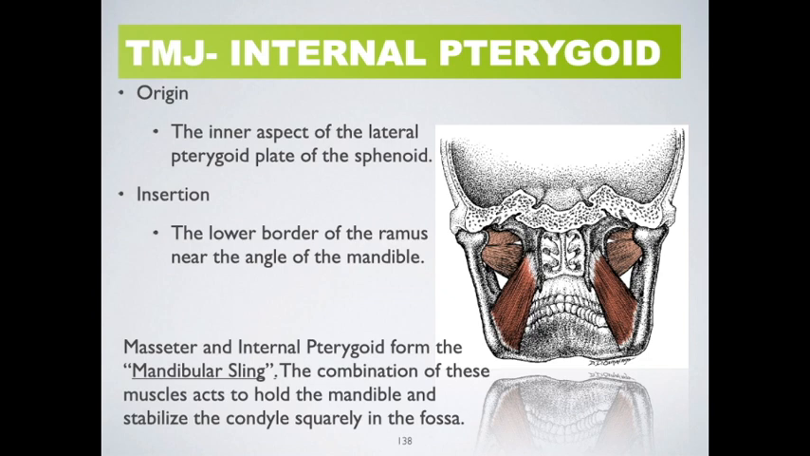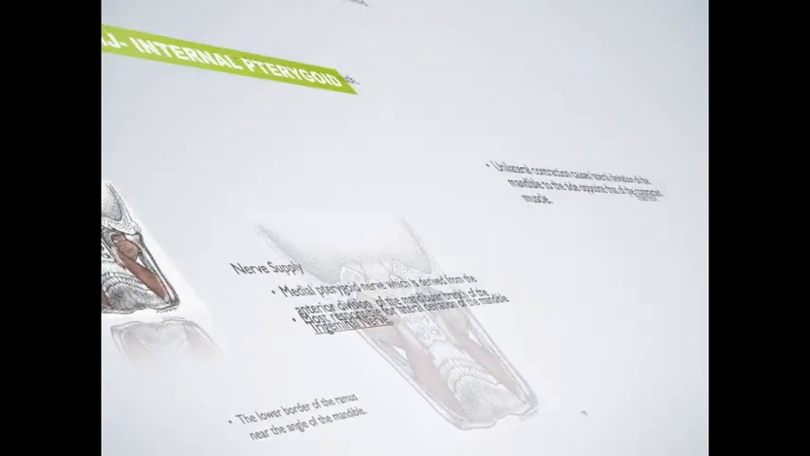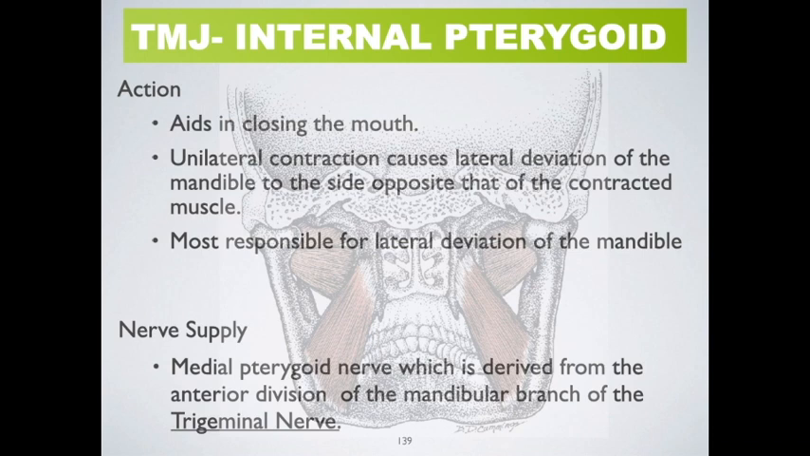So with contraction, these muscles can work bilaterally. They can also work individually. They're major movers in lateral deviation and grinding of the jaw, along with the temporalis, middle and posterior divisions especially. The internal pterygoid is jaw closure. Let's see what else they say here. Lateral deviation. Once again, the nerve supply is the mandibular branch of the trigeminal nerve.